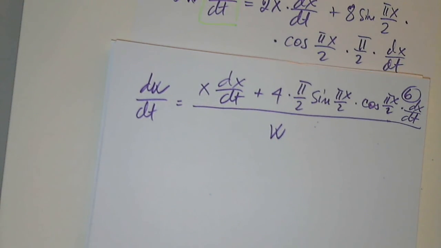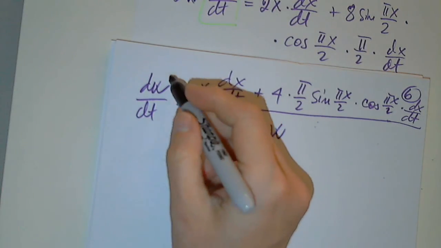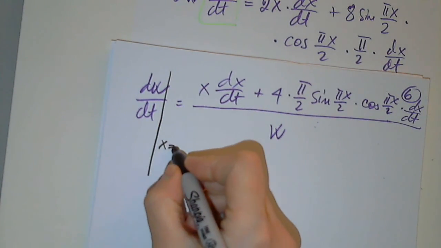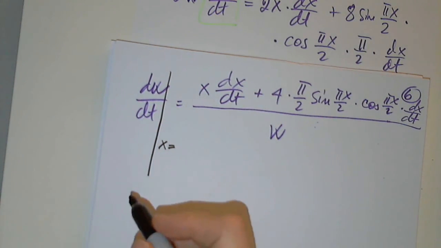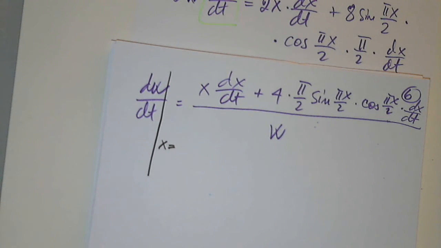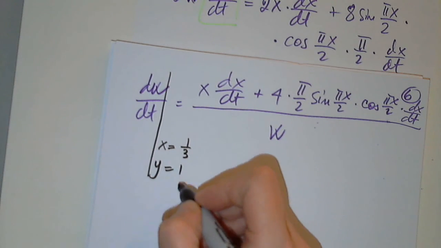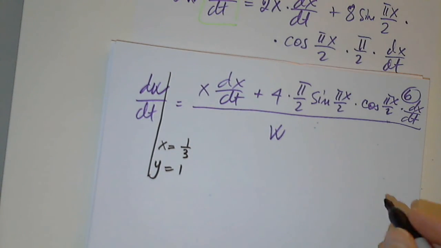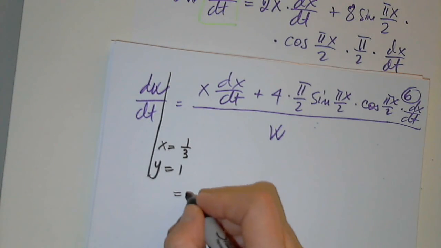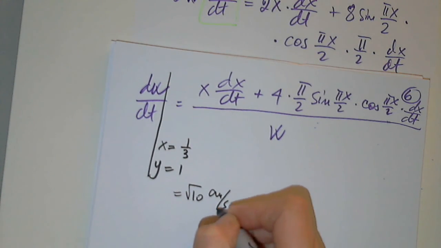Okay. So now we know that x is, so the point, I didn't even write it. The point was, what was it? 1/3 comma 1. So x is 1/3, y is 1. And we're told that the x coordinate changes at a rate of the square root of 10 centimeters per second. What is the square root of 10 centimeters per second?